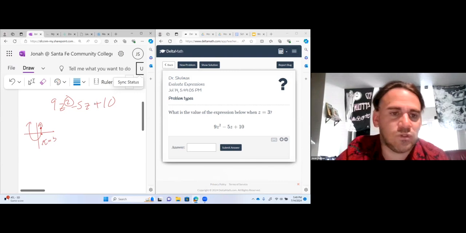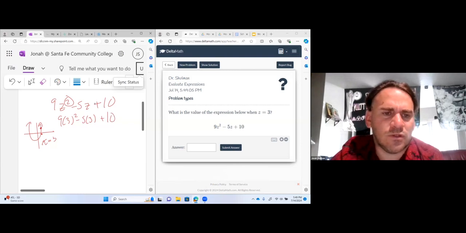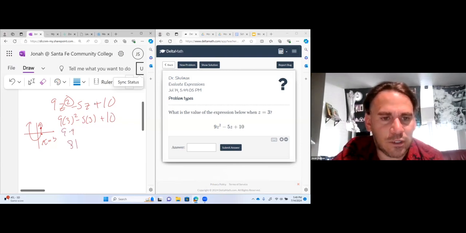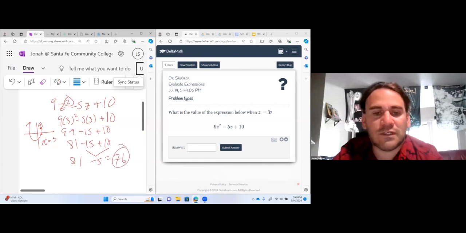how much is y? So 9 times 3 squared. I always use parentheses to do these. So this is 9 times 9, that's 81. Minus 15 plus 10. Minus 15 and plus 10, that's just a minus 5. So we're just left with 81 minus 5. Final answer is 76. So the point is 3, 76.